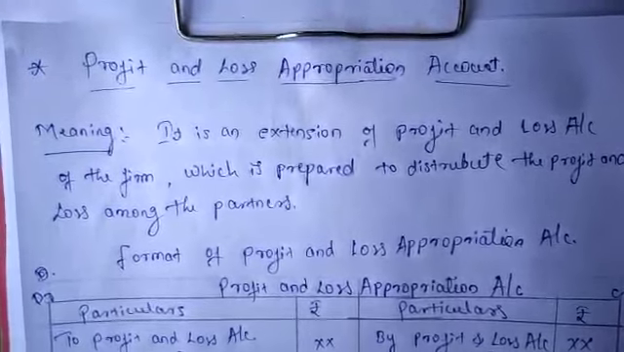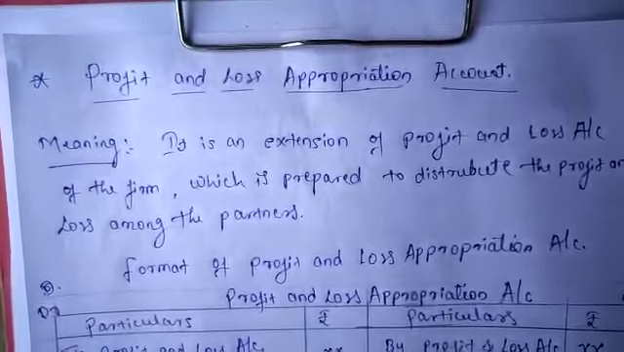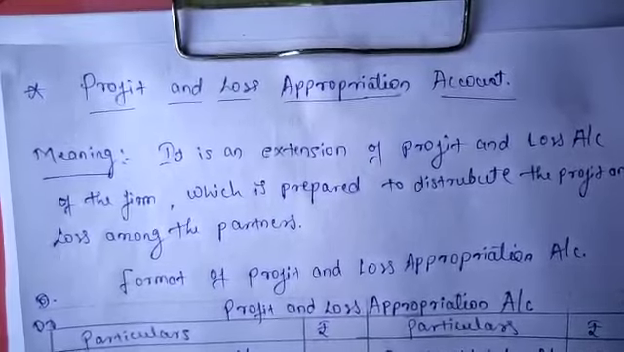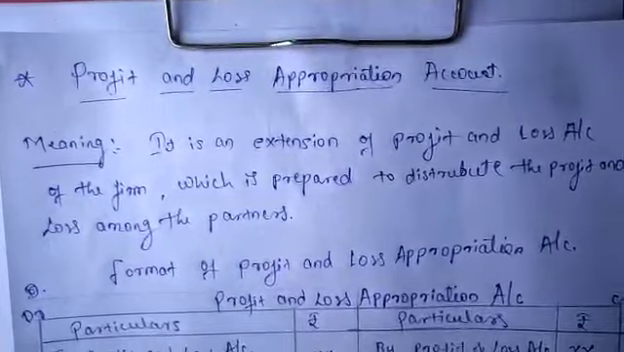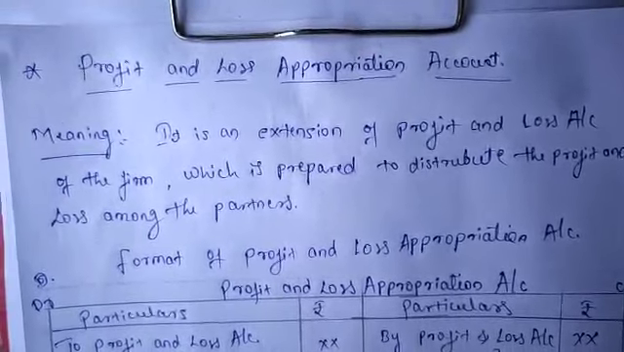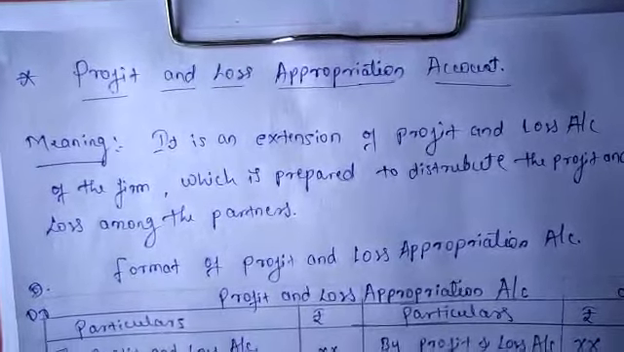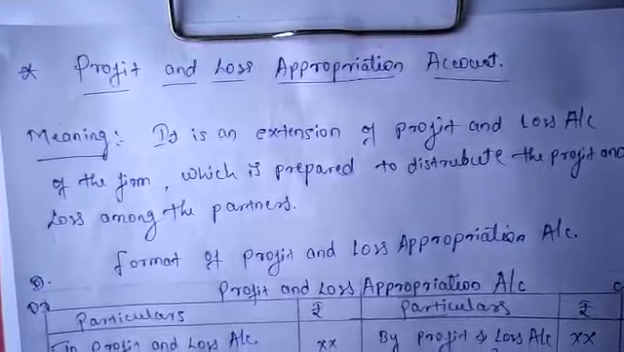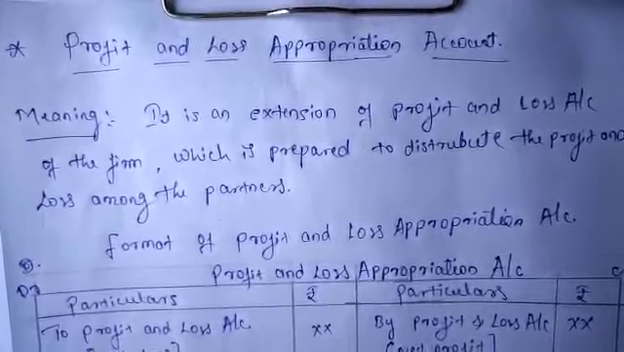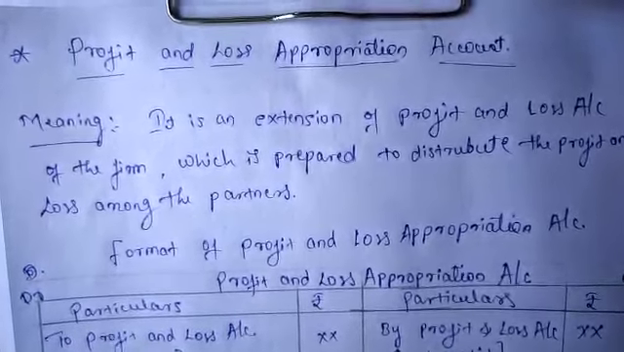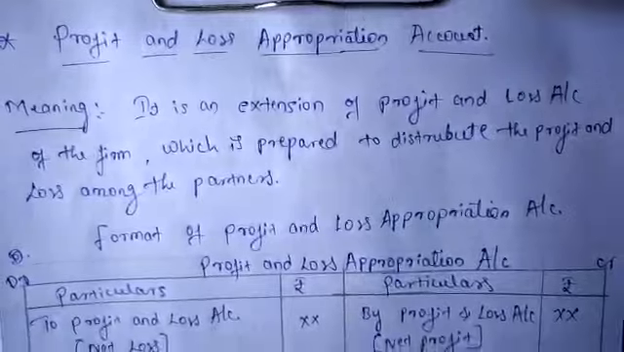Hi students, I hope you understand the first aspect, that is maintenance of capital accounts. Under that we have studied the fluctuating capital method and the fixed capital method. In the fixed capital method, two accounts are prepared: the partners' capital account and the partners' current account. In the fluctuating capital method, only one account is prepared, that is the partners' capital account. Fixed capital means the capital remains fixed. It never changes unless additional capital is invested by the partner.